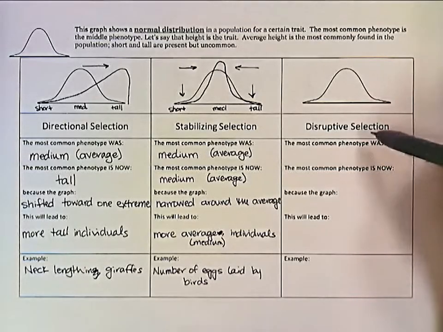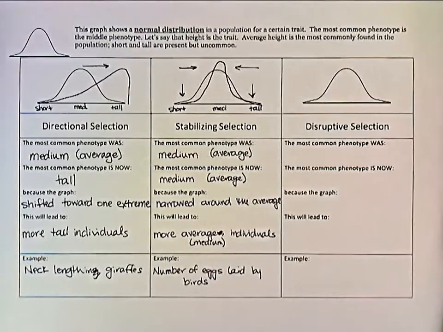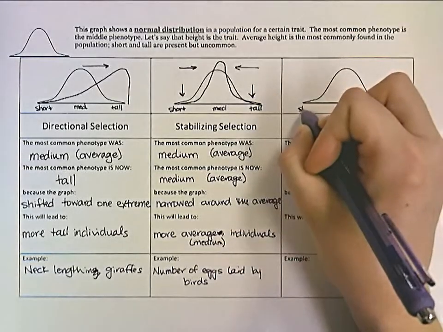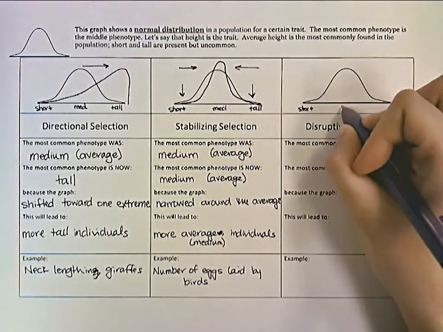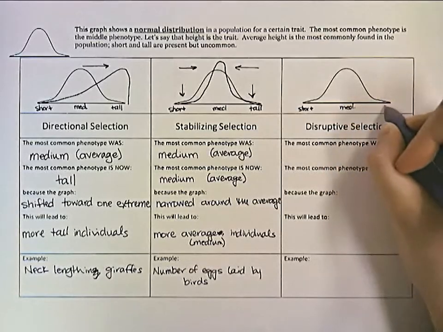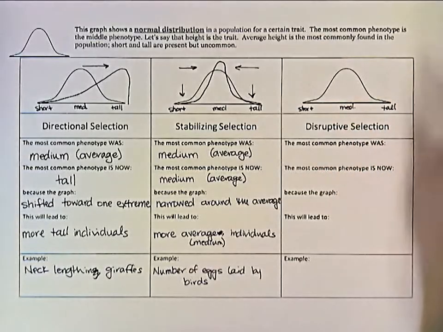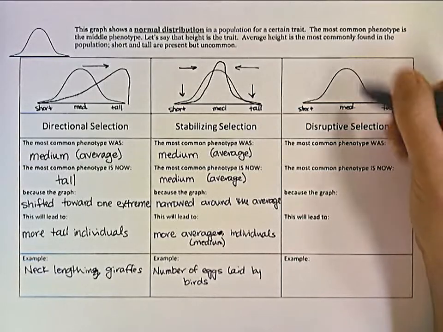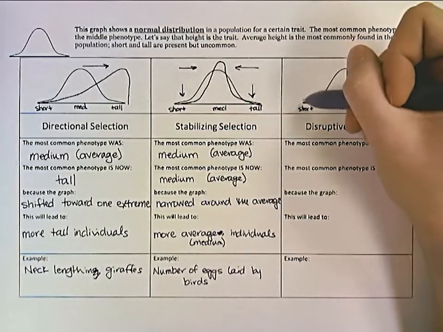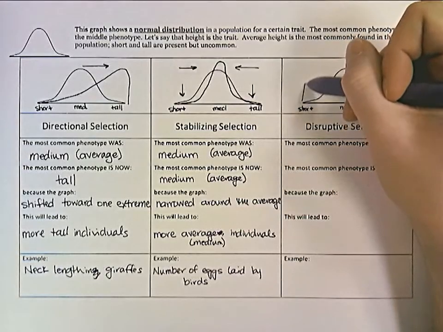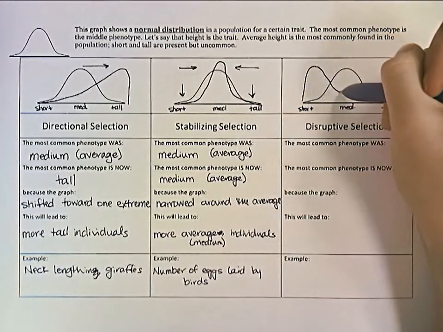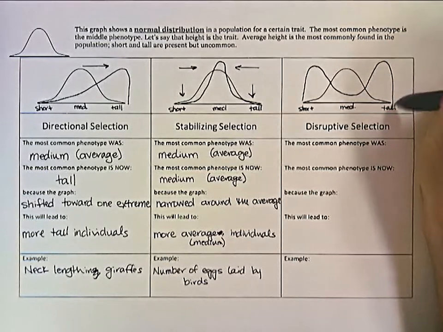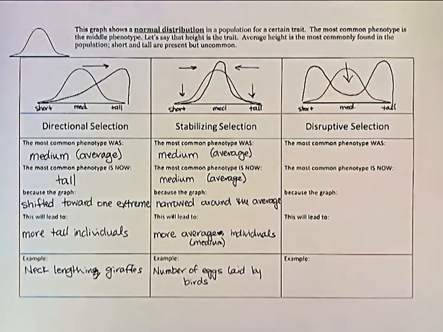Now, the last way a population can change is what we know as disruptive selection. So this time I'm going to label my graph the same way again, short, medium, and tall. And for this environment, being average, being medium, is least likely to survive. So in this environment, you are more likely to survive if you are one of the extremes, either short or tall. So we see a decrease over that average or medium trait.